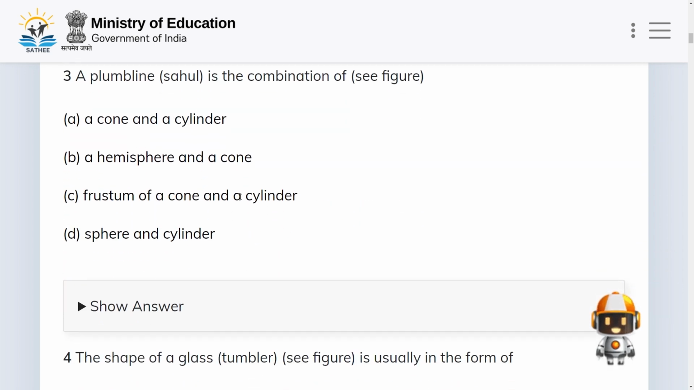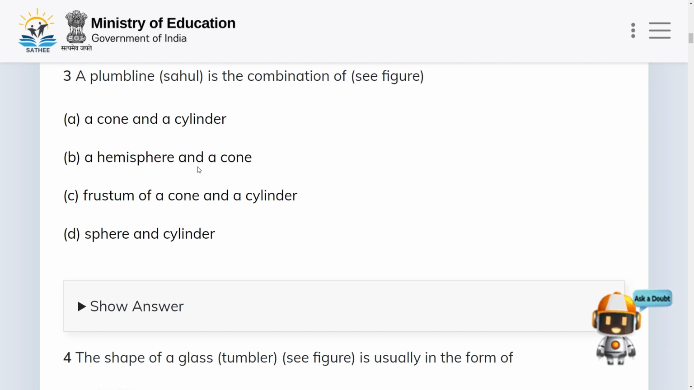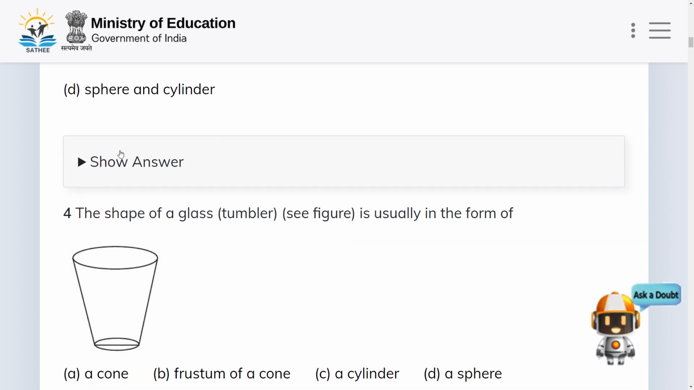In the next problem, we have a plumb line, which is also known as a sahul. It is the combination of what? You can see the figure and you can easily say what a plumb line is a combination of. Here we are given four options. In option A we have a cone and a cylinder. In option B we have a hemisphere and a cone. In option C we have a frustum of a cone and a cylinder. In option D we have a sphere and a cylinder. Among these four options, which option is correct, we have to find here. So let us see the answer.